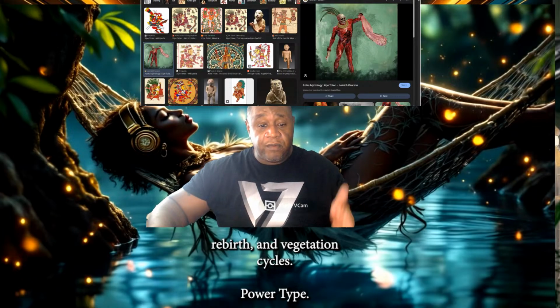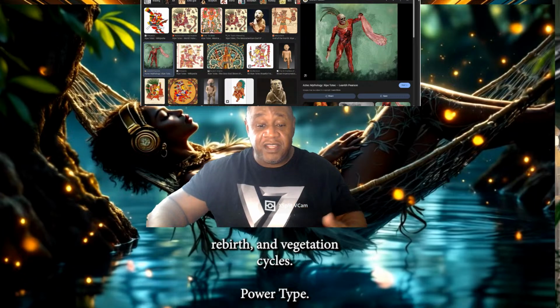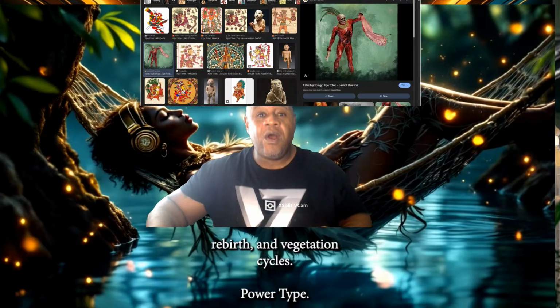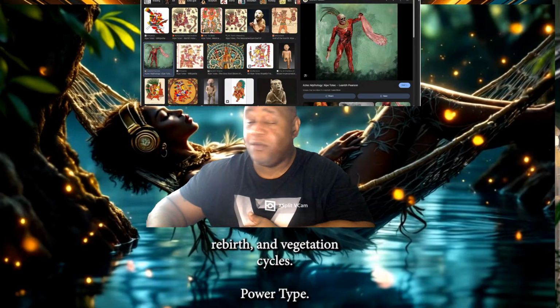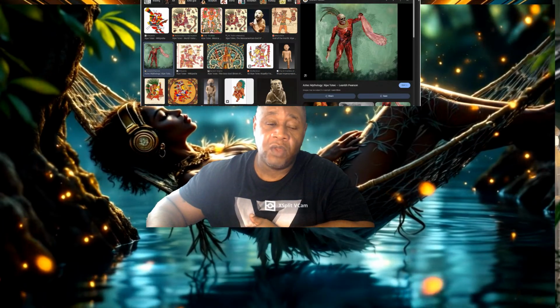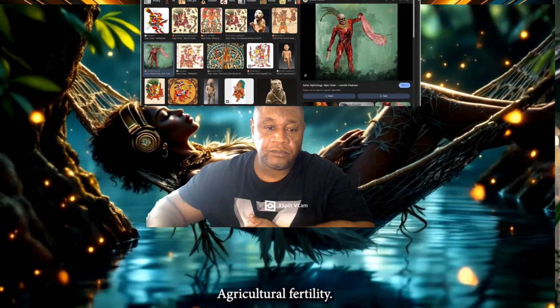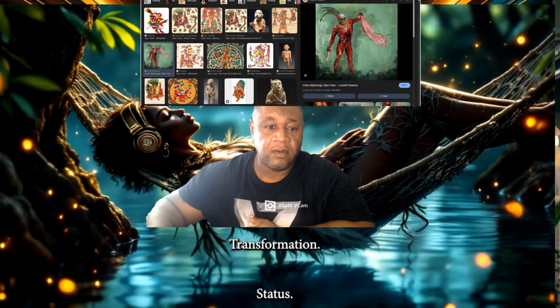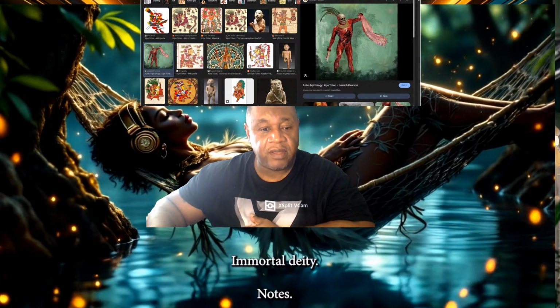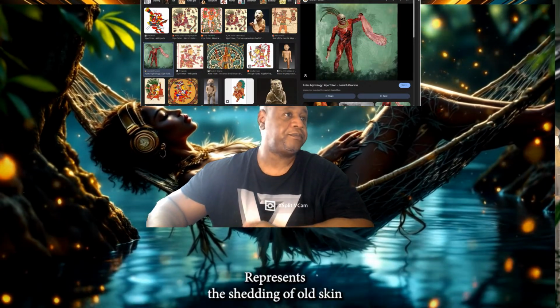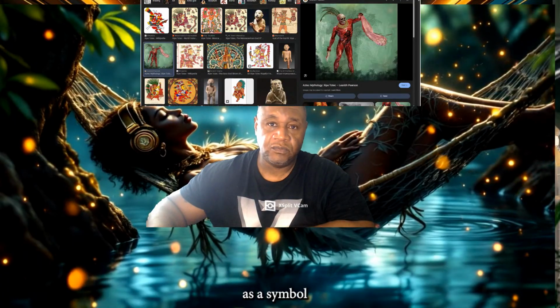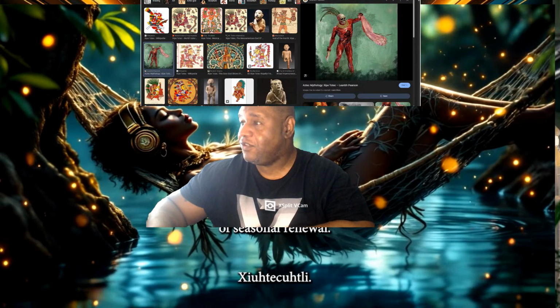God of renewal, rebirth, and vegetation cycles, life renewal. Represents a shedding of old skin. Wow, okay, that just blew my mind right there. This is why this guy's got the skin. Power type: life renewal, agricultural fertility, transformation. Status: immortal deity. Notes: represents the shedding of old skin as a symbol of seasonal renewal. Okay, that's the craziest thing I've ever heard, right? I'm serious, I had never heard that.